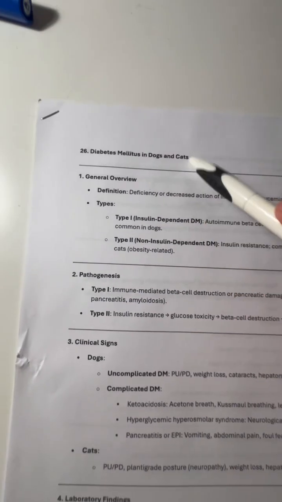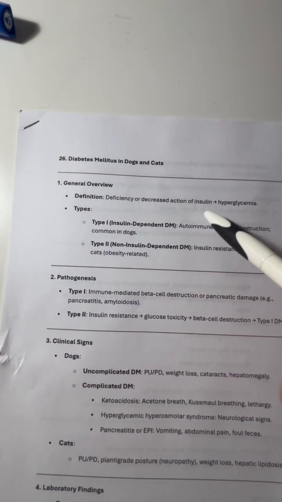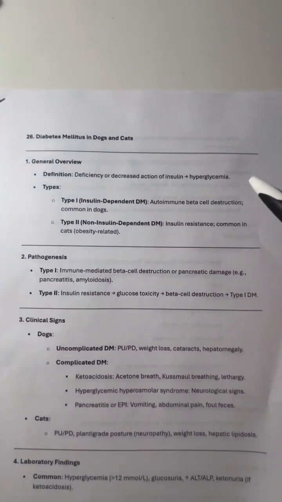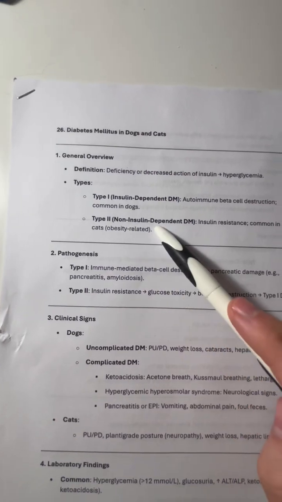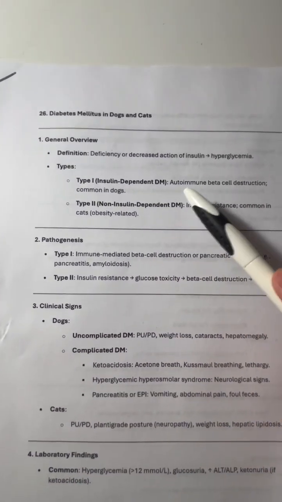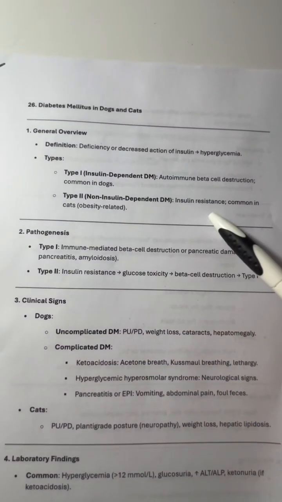Diabetes mellitus in dogs and cats. Diabetes mellitus is when there's a deficiency or decreased action of insulin, which leads to hyperglycemia. There are two types. Type 1 is insulin dependent and type 2 is non-insulin dependent. Type 1 is when there's an autoimmune destruction of beta cells and it's common in dogs. Type 2 is when there's insulin resistance and it's common in cats.